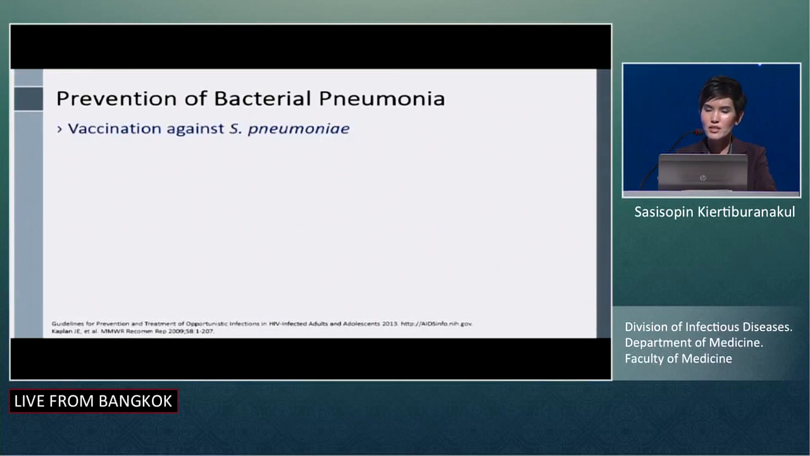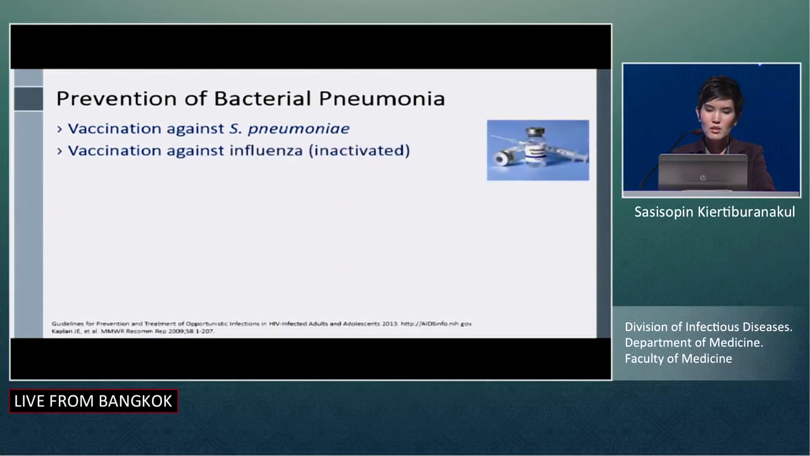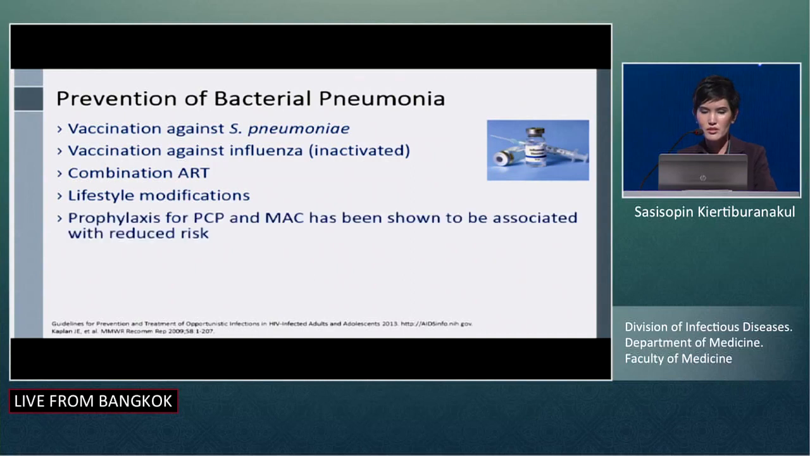So we have vaccine, right? We have vaccine, like the pneumococcal vaccine. In HIV patients, you need to recommend influenza vaccine. We need antiretroviral therapy to raise the CD4, and if the patient has a high CD4, they are less likely to get bacterial pneumonia. About lifestyle modifications, such as quit smoking, no alcohol drinking.